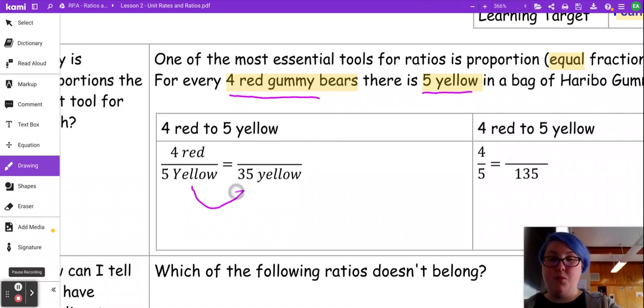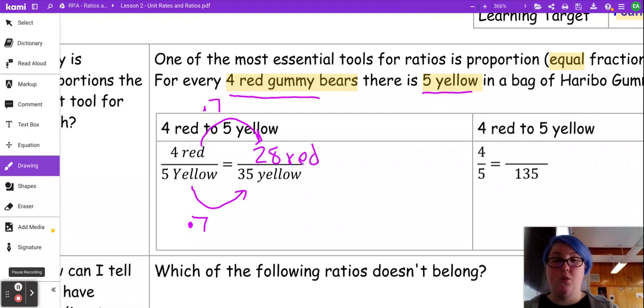5 times what equals 35? And it is times 7. We do the same to the red. So 4 times 7 is 28. We have 28 red gummies in that bag.